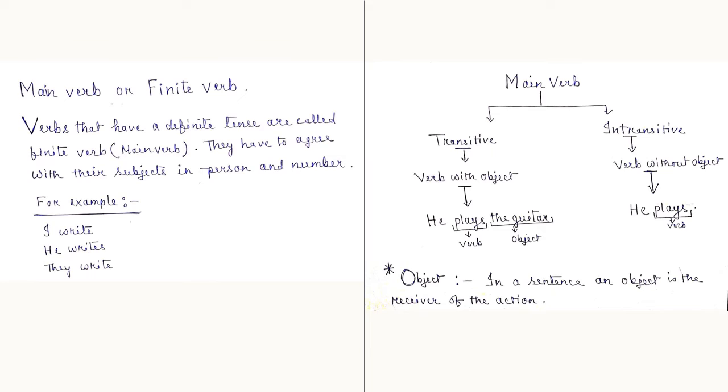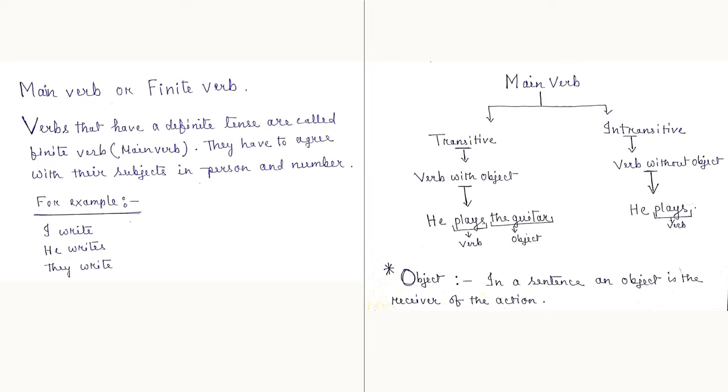What is a transitive verb? A verb with an object. When a verb requires an object to complete its meaning, it is called a transitive verb. For example, he plays the guitar. Here plays is the verb, and what does he play? The guitar. So guitar is the object, and plays is a transitive verb.